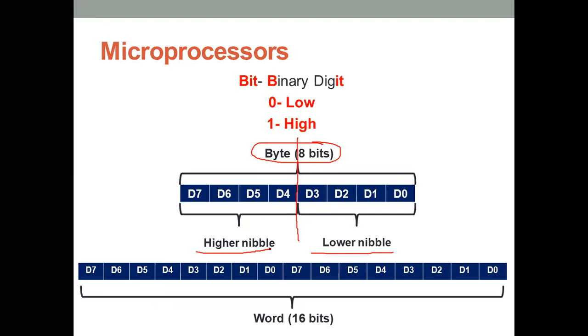If 2 bytes are formed, then one word is there. A word consists of 16 bits. So in summary, a nibble contains 4 bits, which may be higher or lower, 1 byte contains 8 bits, and one word contains 16 bits. Clear? Now it is clear.